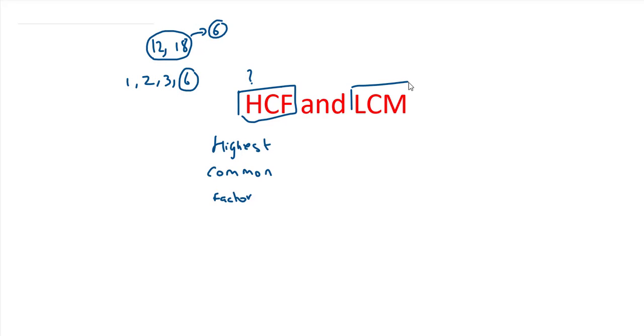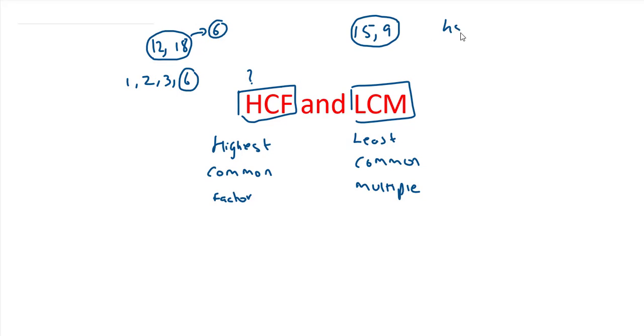Whereas LCM stands for least common multiple. It is basically the smallest number which is divisible by a given set of numbers. If we consider two simple numbers, let's say 15 and 9, then the smallest number which is divisible by both 15 and 9 is 45. So 45 is basically the LCM of 15 and 9. So this was the basic definition of HCF and LCM.